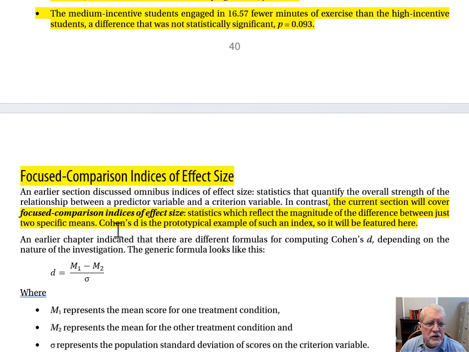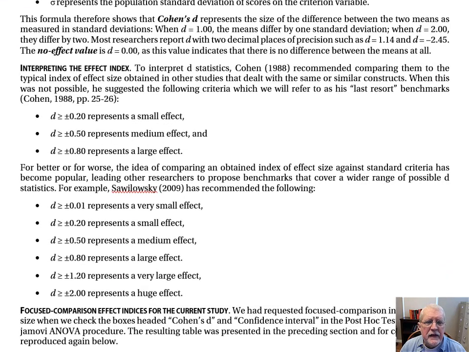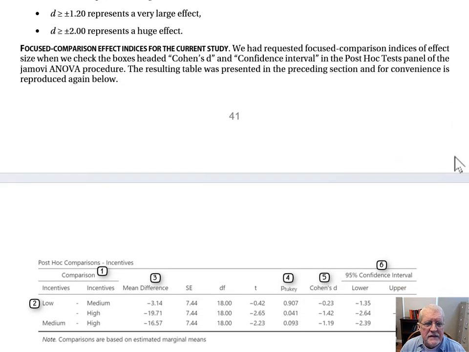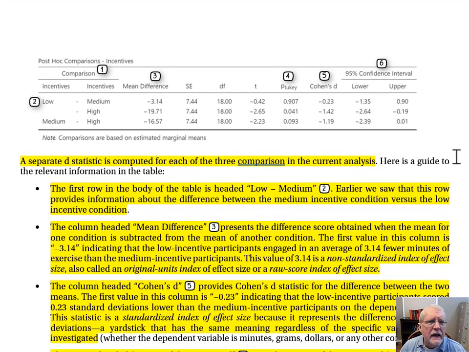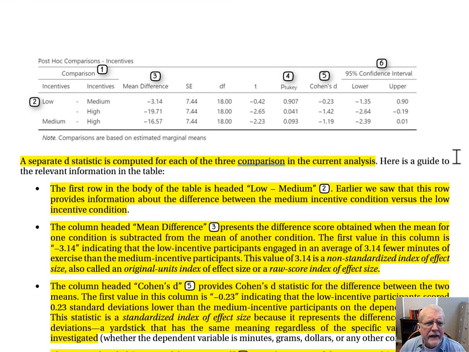I then give you the generic formula for Cohen's d. I say some things about interpreting it. This is Cohen's criteria for interpreting his d statistic. We look at the same table. I'm at the top of page 42. This is exactly the same table presenting post-hoc comparisons that I showed you before, but now we're going to look at a different section of that table.